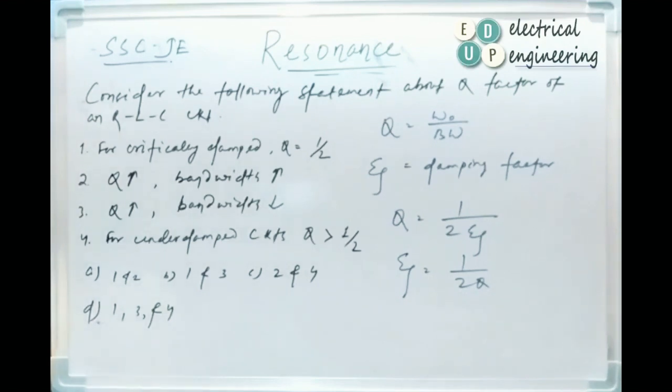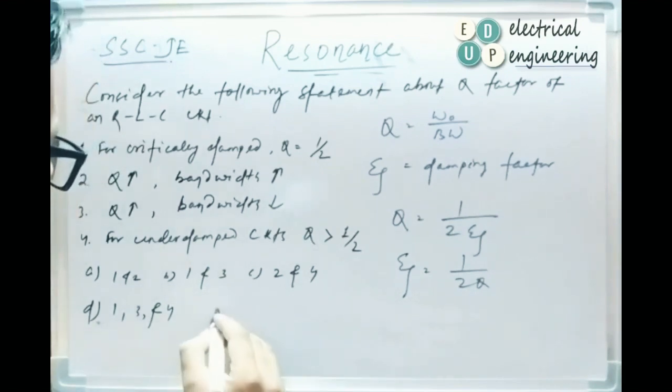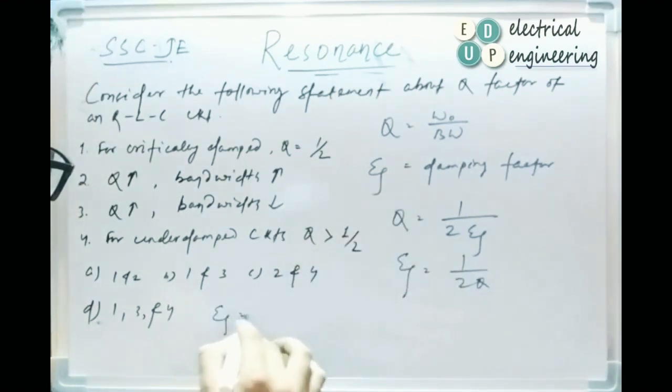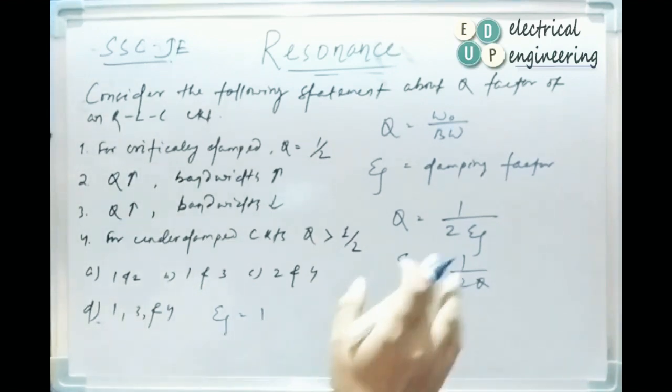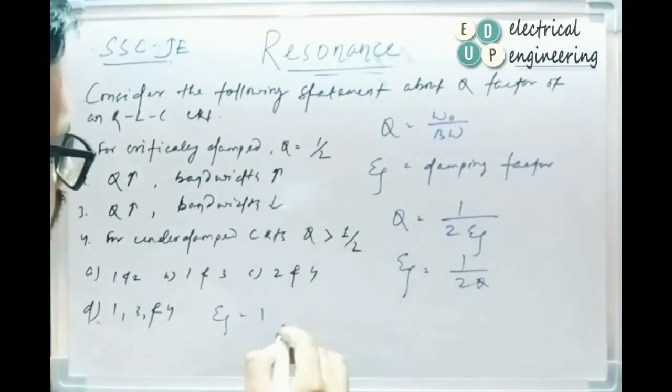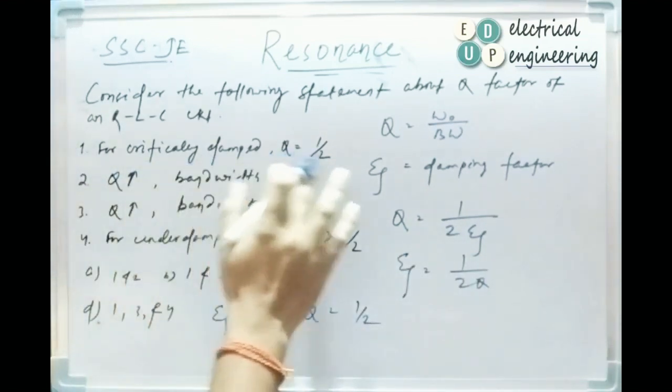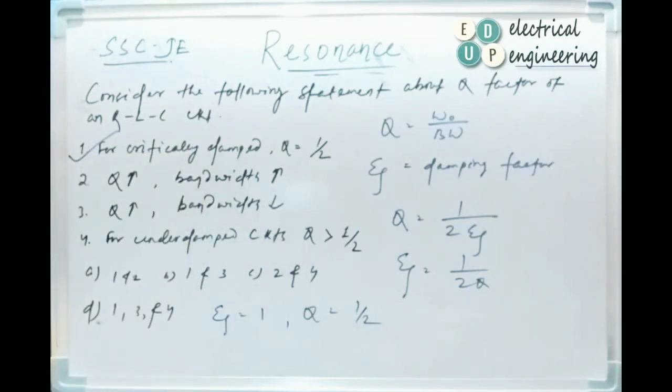And you know, this damping factor decides whether a circuit is critically damped, underdamped or overdamped. If zeta is equal to 1, then it is critically damped. So when zeta is equal to 1, Q will be half. So for critically damped, Q equals half. This statement is correct.